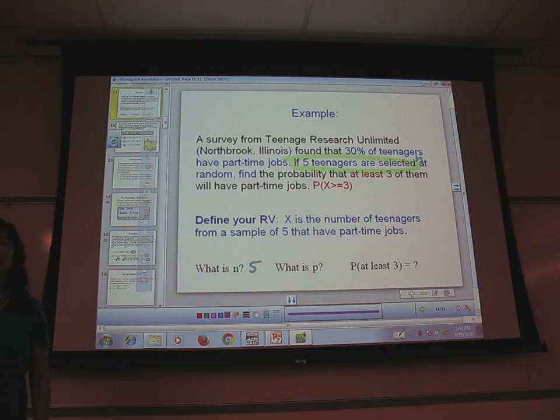If I pick one? What's a 0.3? 0.3, 30%. Sorry, I wasn't trying to trick you guys, I was just asking. This is my little p, 0.30. Good?